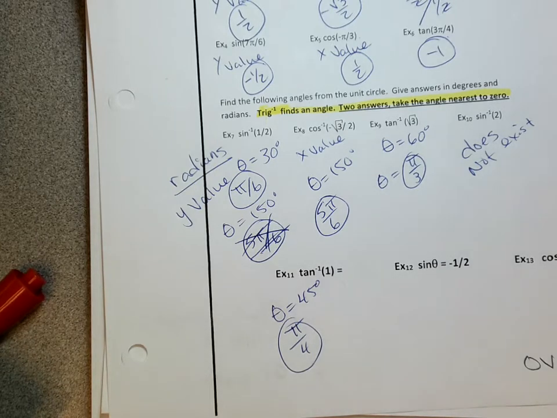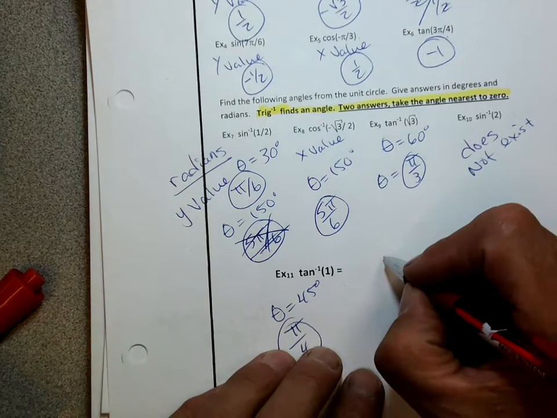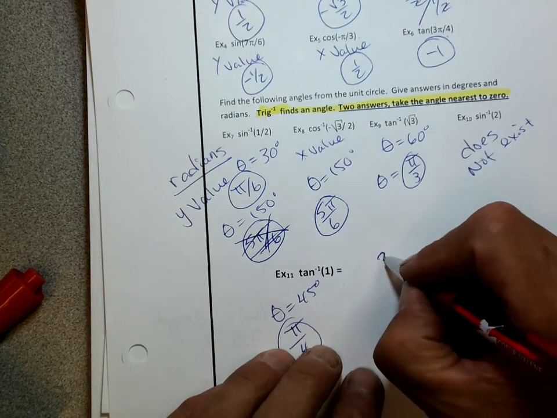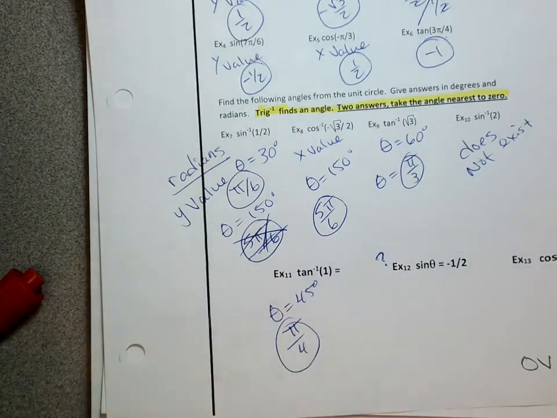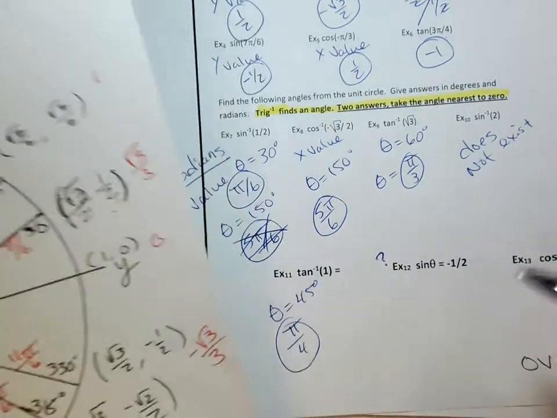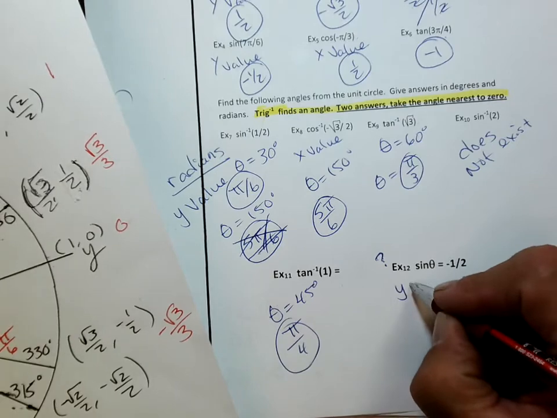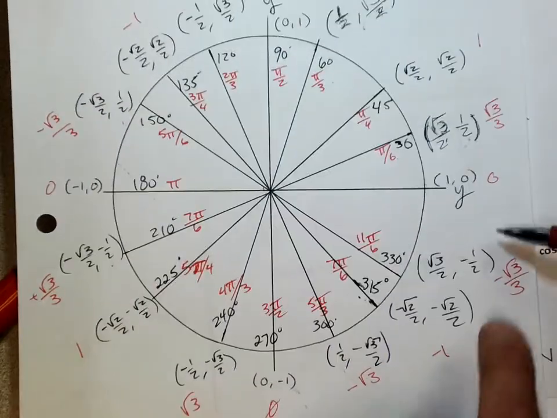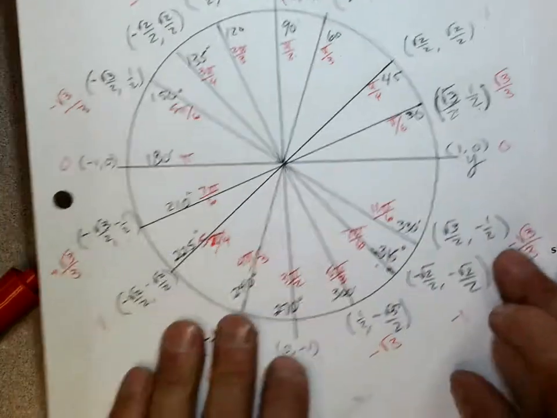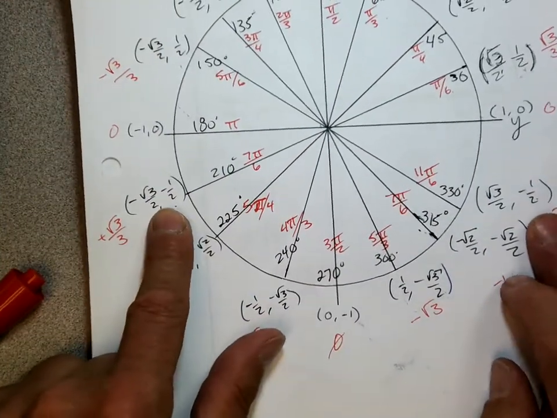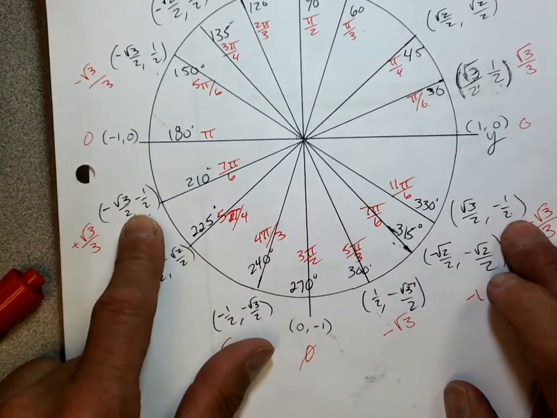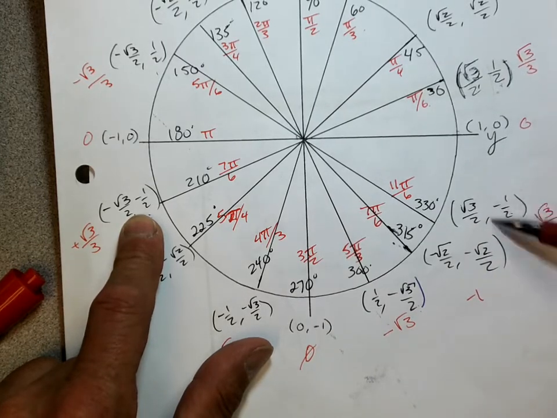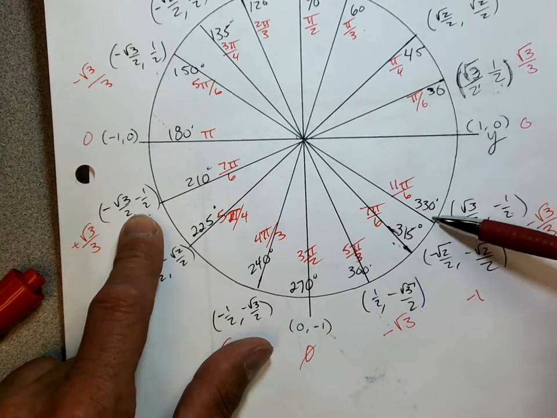Okay, how am I doing? Hopefully not too fast. Let's look at example 12. Let's put a question mark because there's a trick to it, and I'm going to show you the trick. We're looking for a y value of negative 1/2. Turns out there's one here, and there's one here. Now the question is, which one's closer? Well, technically this one here is closer to 0.